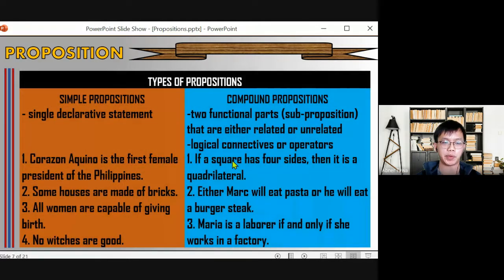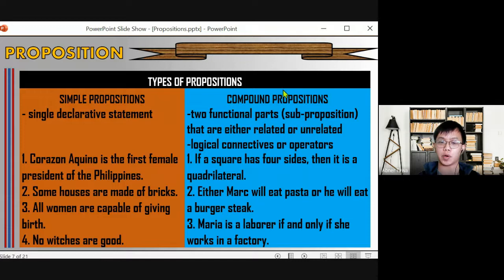Okay, so by the way, we can categorize propositions into two types. The first type is simple proposition and the second one is compound proposition. We can differentiate them this way: a simple proposition is a single declarative statement, a proposition that has a single thought or one idea. It's just one proposition. So it is the same as a simple sentence. If we have simple sentences, then we also have simple propositions. And if we have compound sentences, we also have compound propositions.